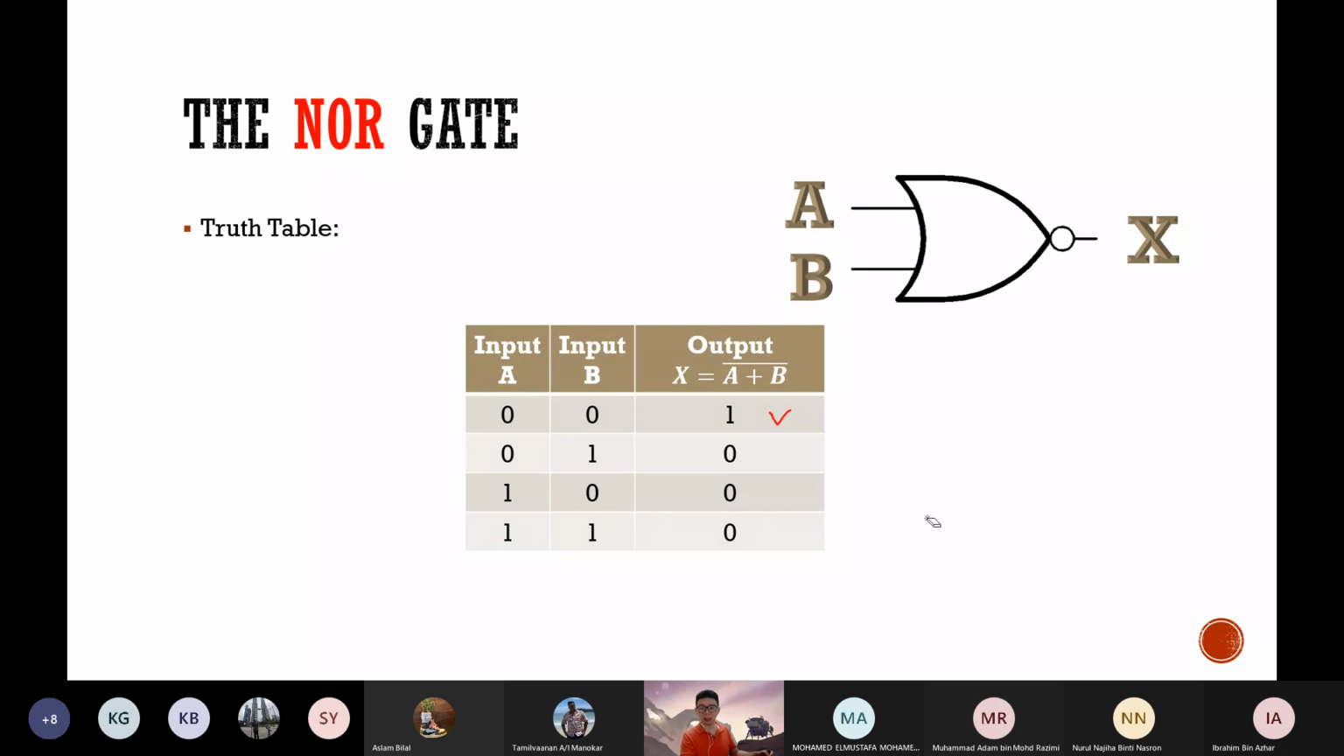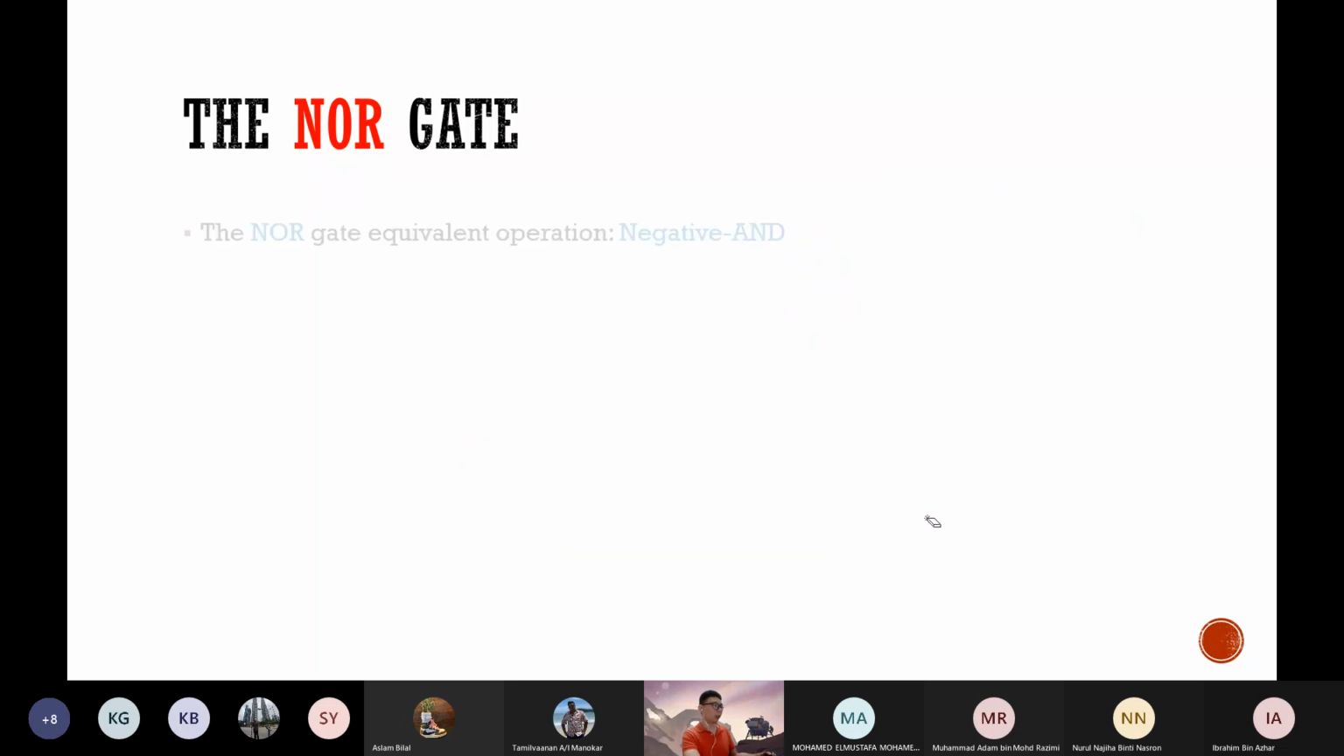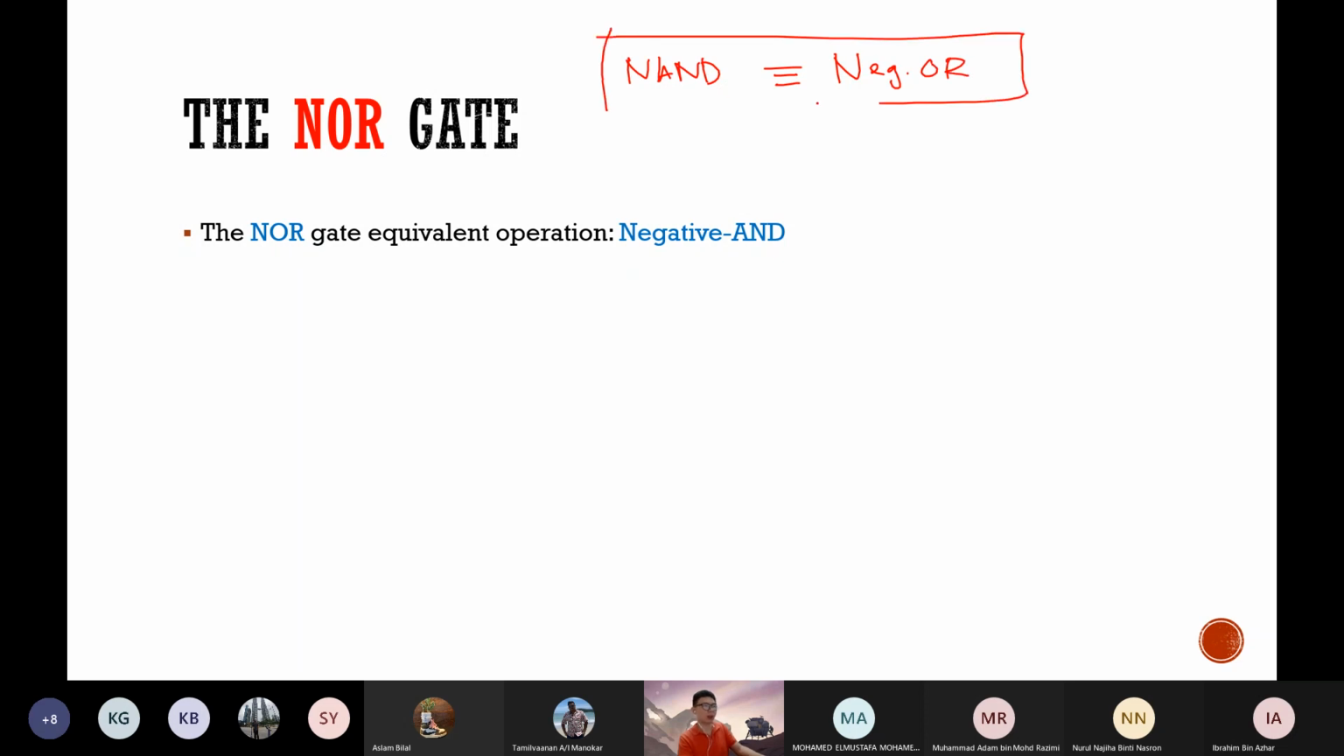Now let's take a look at a property of the NOR gate, just like we did for the NAND gate just now. So remember, the NAND gate was equivalent, this three-line sign is an equivalent sign, to a negative OR gate. Remember, that was what we did just now. Why is it equivalent? Because the truth table is the same.